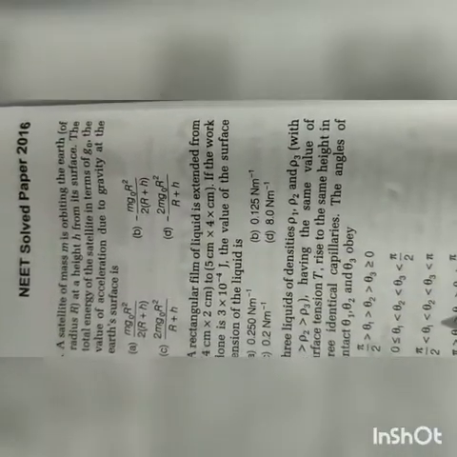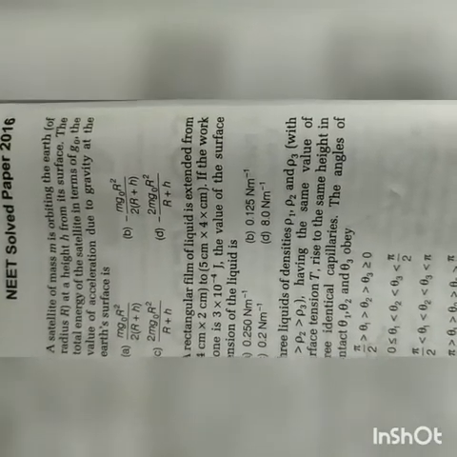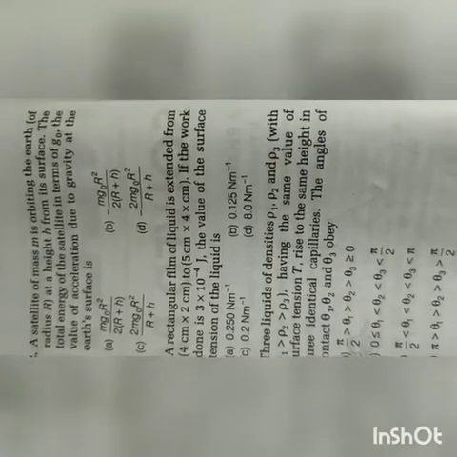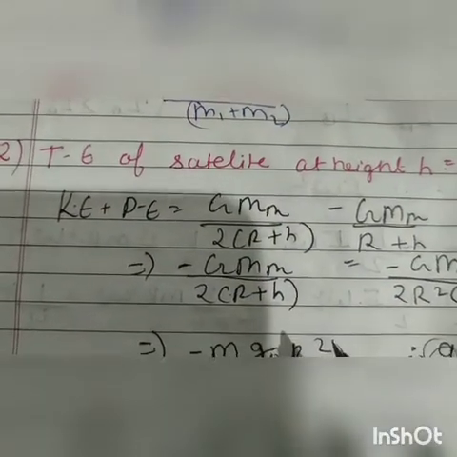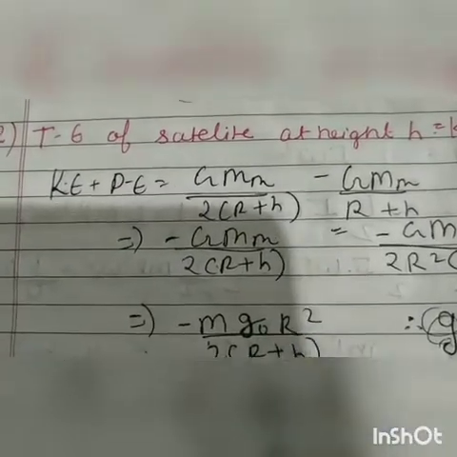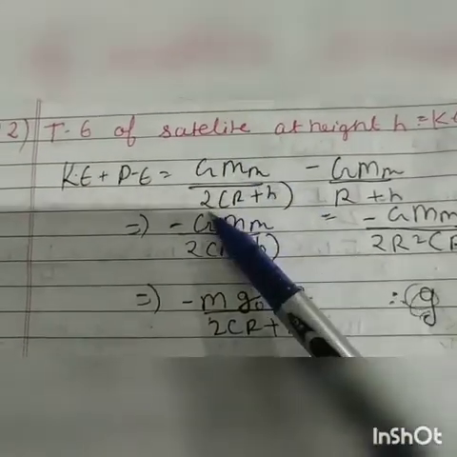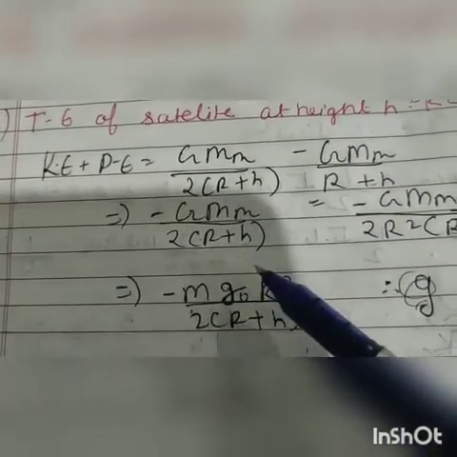Now question number 12. A satellite of mass m is orbiting the earth of radius r at a height h from its surface. The total energy of the satellite in terms of g naught, the value of acceleration due to gravity at the earth's surface, is. As we know, total energy of the satellite at height h is equal to kinetic energy plus potential energy. So here we will put the values of kinetic energy and potential energy and we get minus GMm by 2(R plus h).